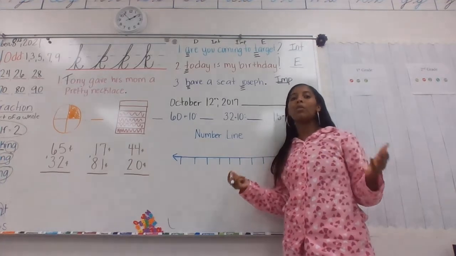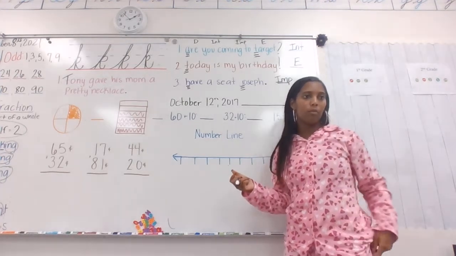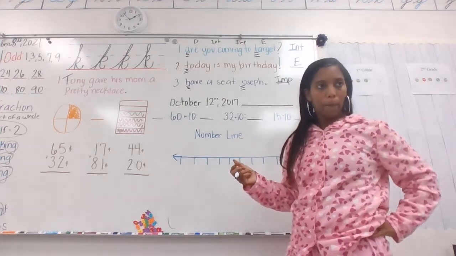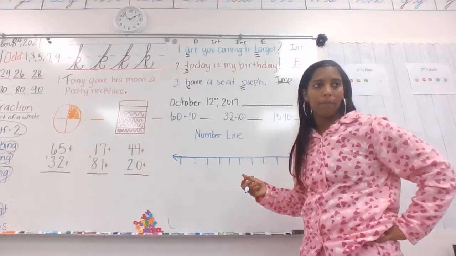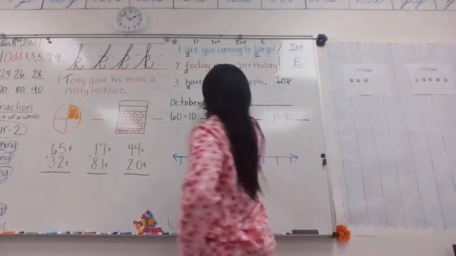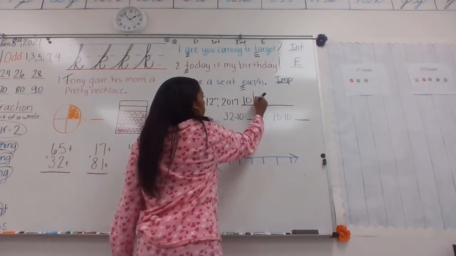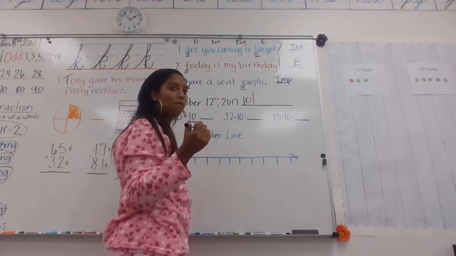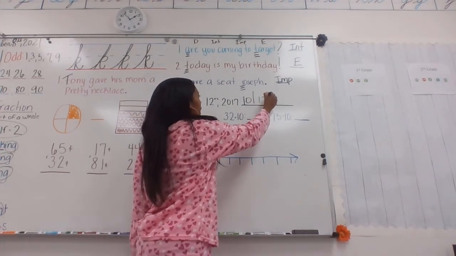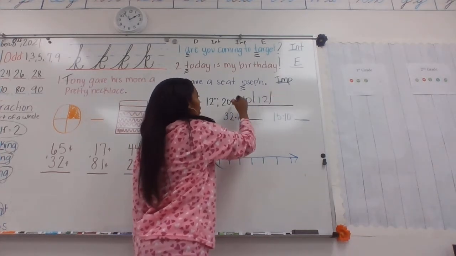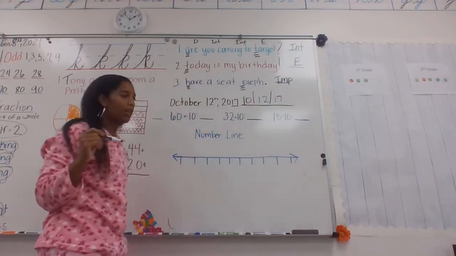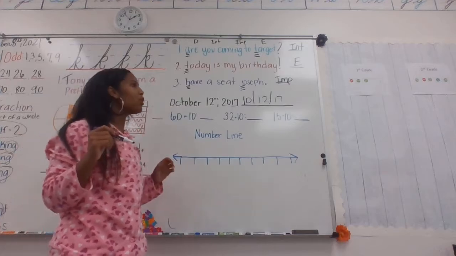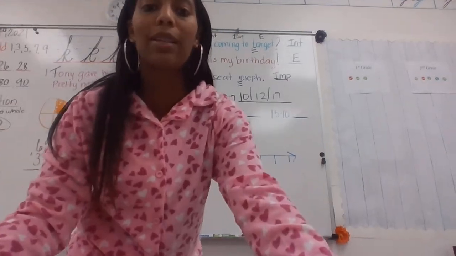How do I make this into a digital date? What would I say? Put 10, because October is the 10th month. 12, the day. And 17, the last two numbers of the year. 10, 12, 17.